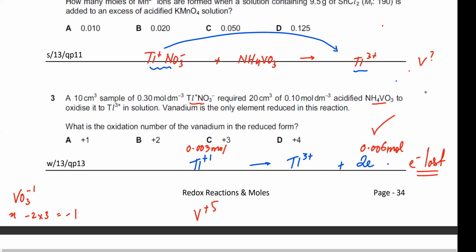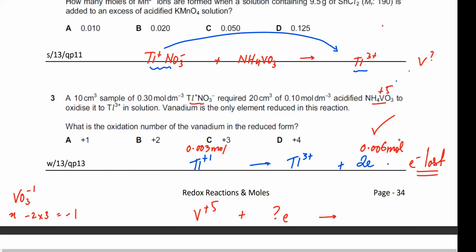So the V over here is plus 5. Is this clear as well? Now he's saying that vanadium is the only element reduced. So vanadium, which is plus 5, is the only element that's gaining those electrons, and I don't know how many electrons it's gaining, but the electrons that were produced in the previous reaction.